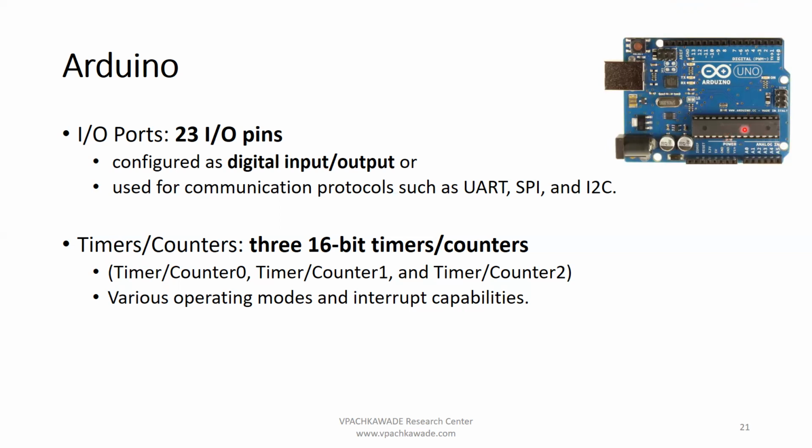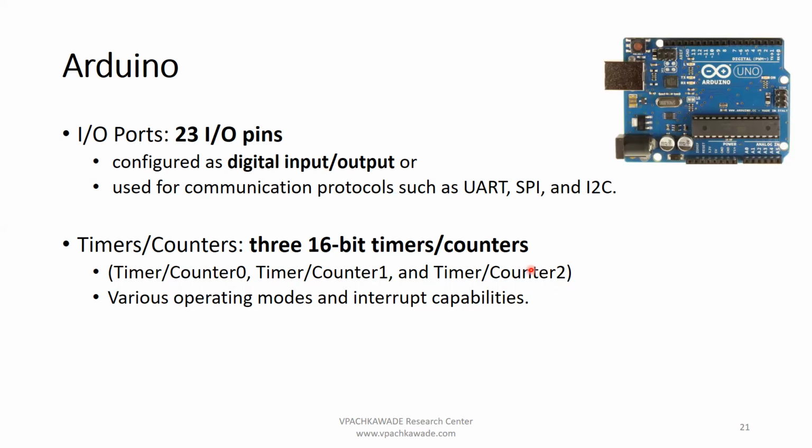Now, we have timers and counters inside this microcontroller chip. There are 3 such counters, and each counter has a capacity of 16-bit. So remember, 16-bit timers or counters. The names of these counters and timers are timer/counter 0, this is the first timer or counter; timer/counter 1, this is the second timer or counter; and timer/counter 2, this is the third timer or counter.